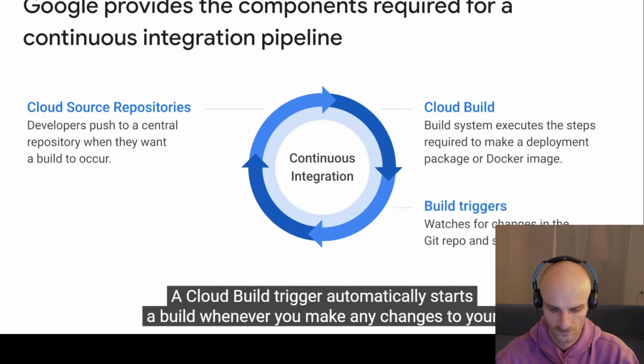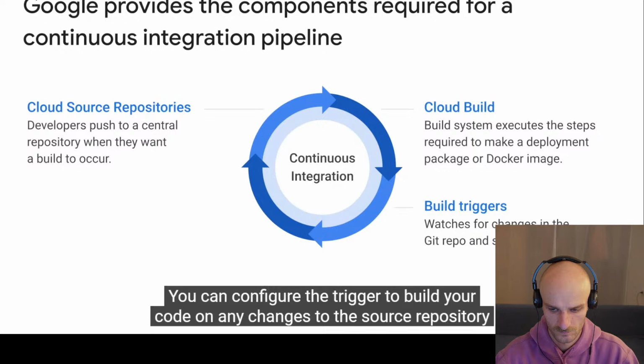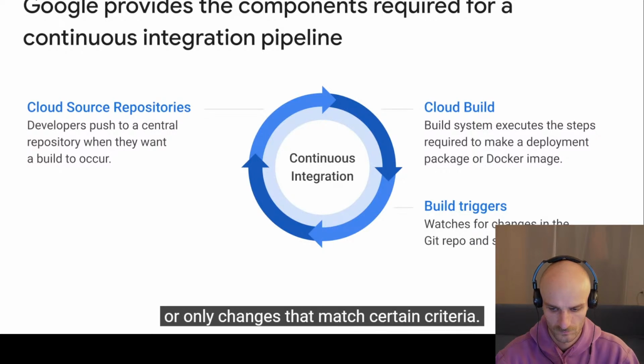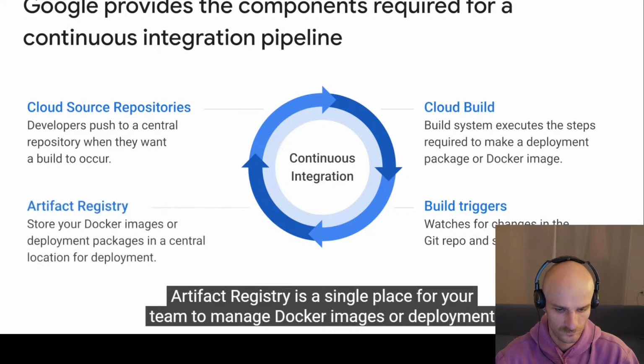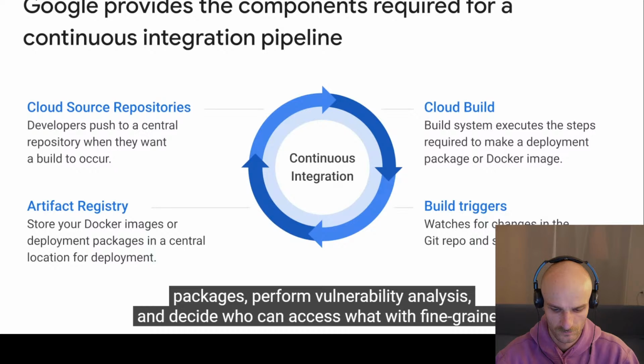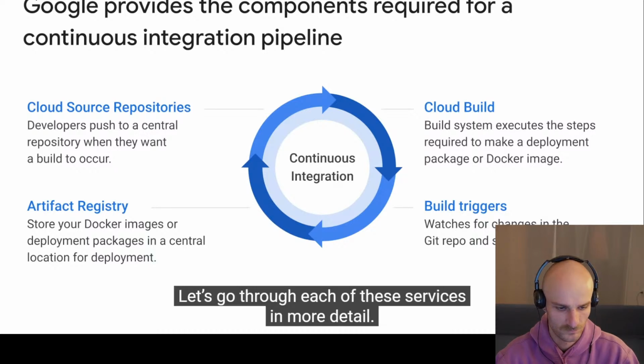A Cloud Build trigger automatically starts a build whenever you make changes to your source code. You can configure the trigger to build your code on any changes to the source repository or only changes that match certain criteria. Artifact Registry is a single place for your team to manage Docker images or deployment packages, perform vulnerability analysis, and decide who can access what with fine-grained access control. Let's go into each of these services in more detail.